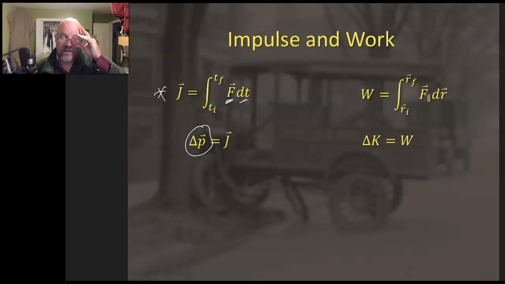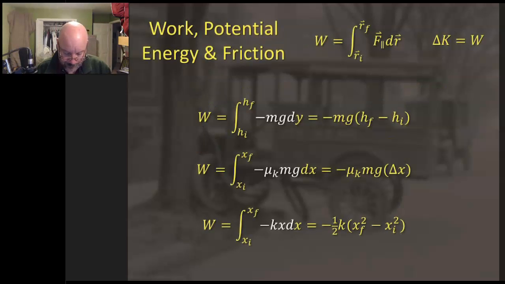Now, if we don't integrate F dt and instead we integrate F dr, like so, that's our work definition, and that changes kinetic energy, okay? So looking at force and time is going to alter a momentum value. Looking at force and distance is ultimately going to alter a kinetic energy value, okay? So let's take a look here.